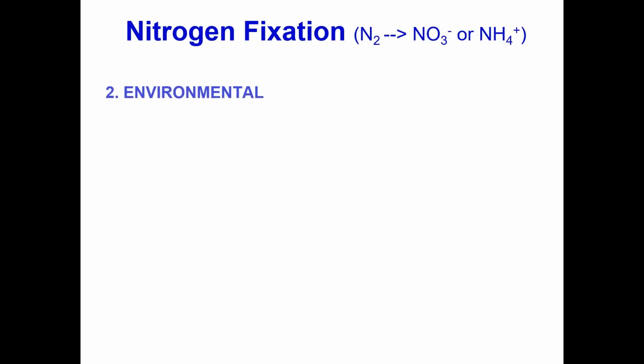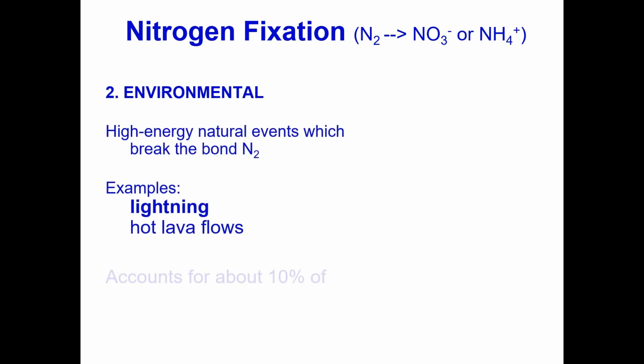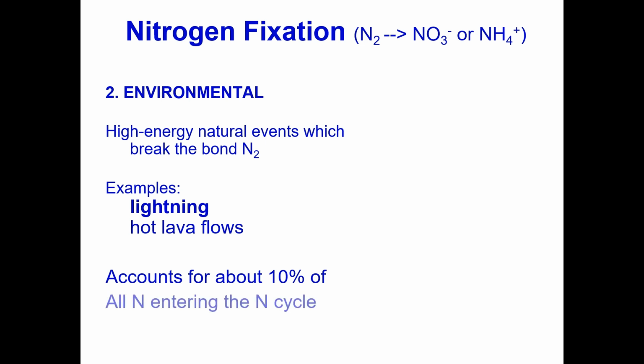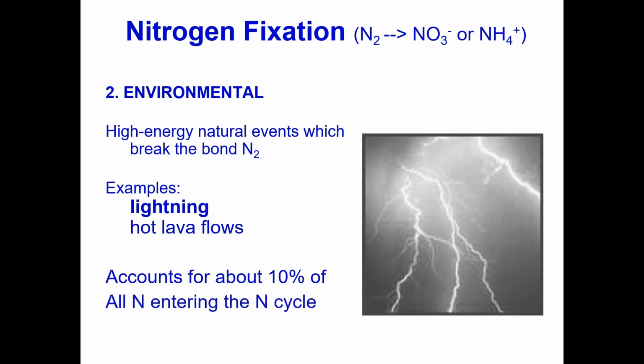It also happens by environmental changes, mostly by lightning and volcanic eruption. So what will happen during those processes? There is so much energy involved in those events that it will break the N2 bond, and finally it will convert N2 into nitrate or ammonium.